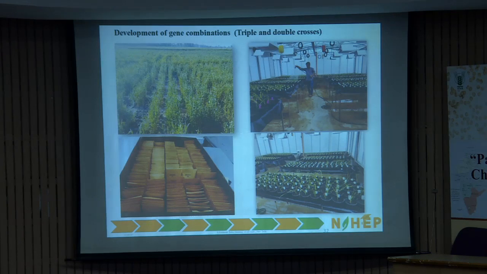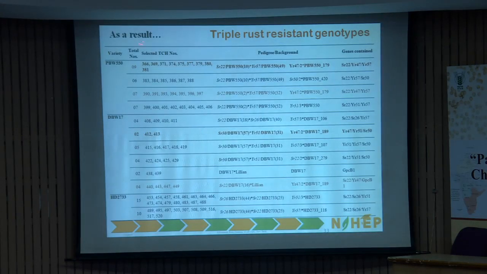It's very difficult to do a step every generation, but in one generation if you catch hold of it, we selected a few lines which are having triple rust resistant genes, and those were genotyped, selected and shipped to India. So this is the kind of lines you will develop.